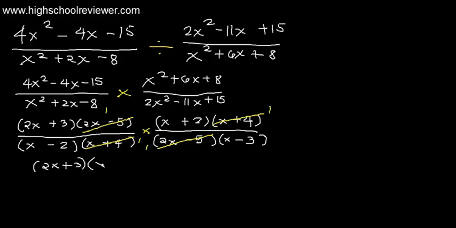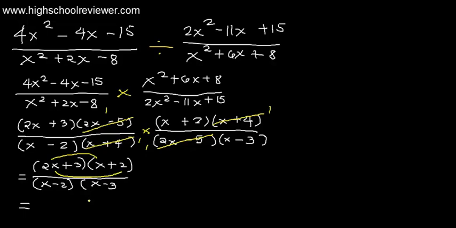Multiply this by x plus 2. And this is over the quantity of x minus 2 multiplied by x minus 3. And we can now proceed to multiplication. Using the FOIL method, we will multiply 2x by x, and then we are also going to multiply 2x and 2.